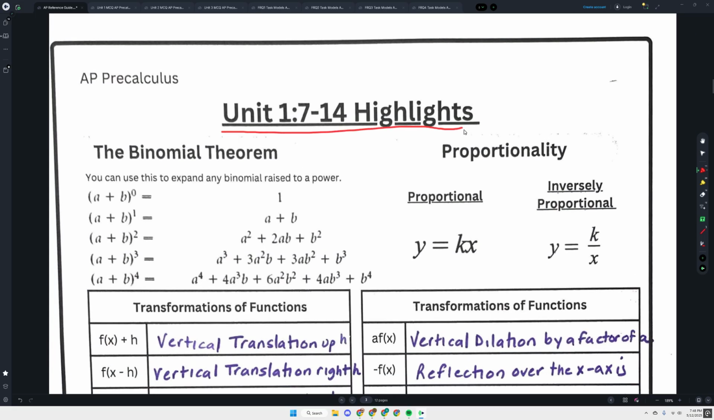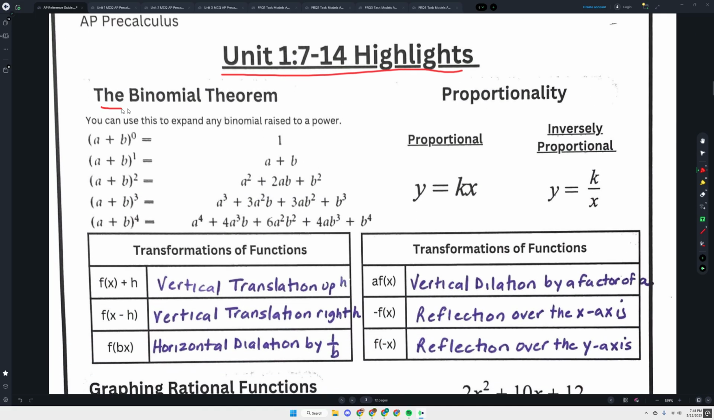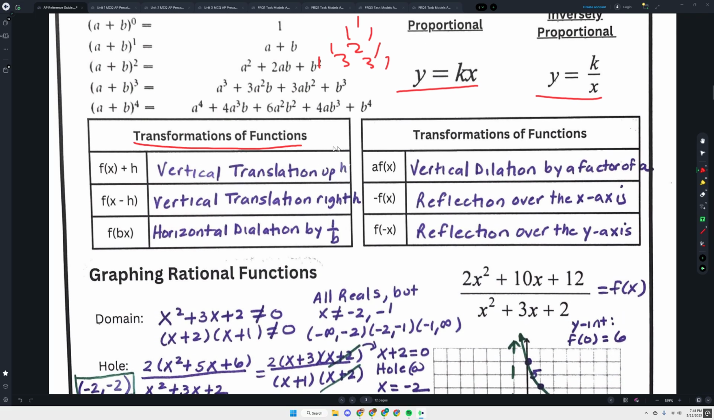Next, 1.7 to 1.14. You have the binomial theorem, which is just Pascal's triangle as well, which is 1, 1, 1, 2, 1, 1, 3, 3, 1, and so on. Next, proportional means y equals kx, and inverse means y equals k over x. Transformations of functions. Someone asked this before.